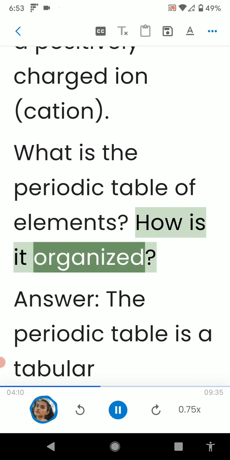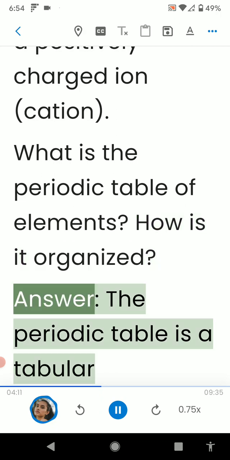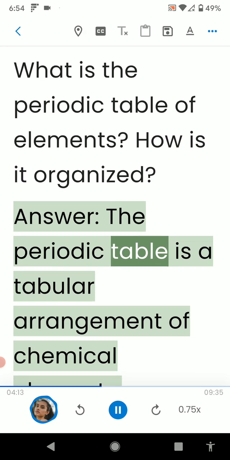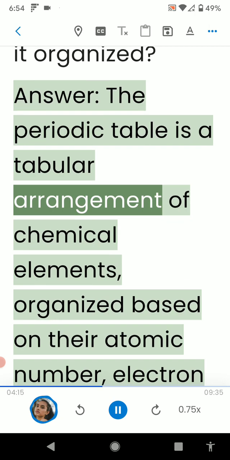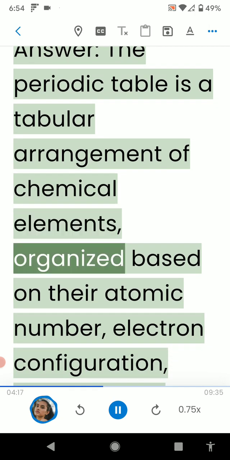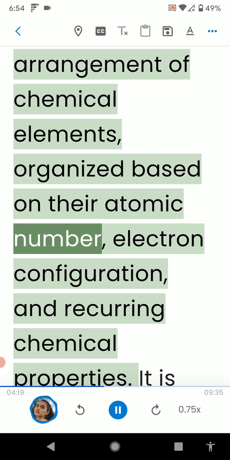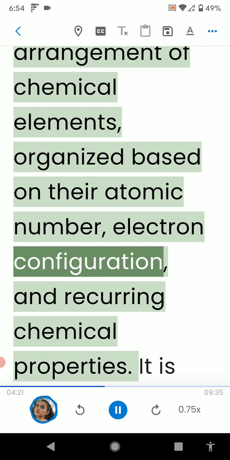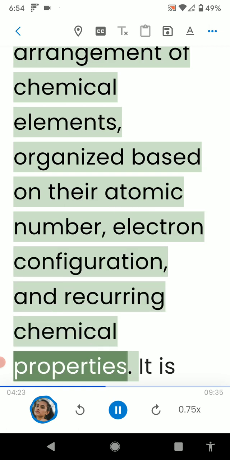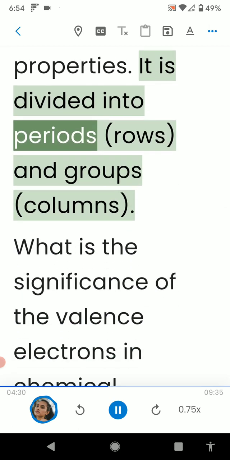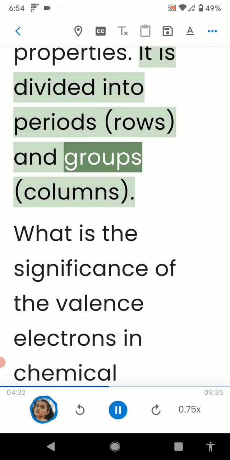What is the periodic table of elements? How is it organized? Answer: the periodic table is a tabular arrangement of chemical elements, organized based on their atomic number, electron configuration, and recurring chemical properties. It is divided into periods and groups.